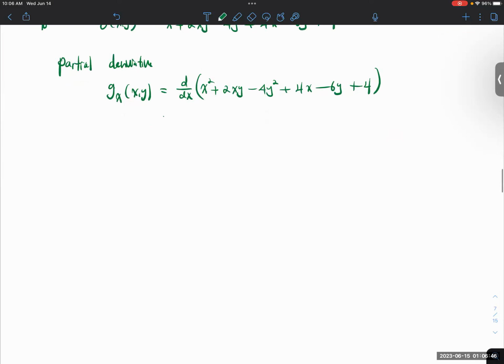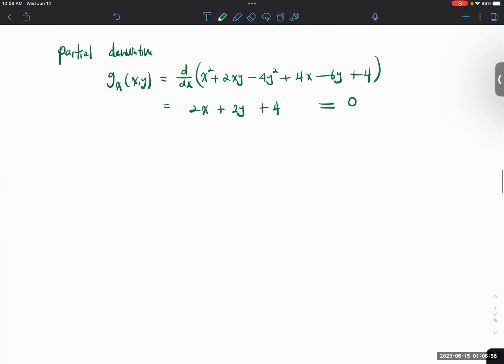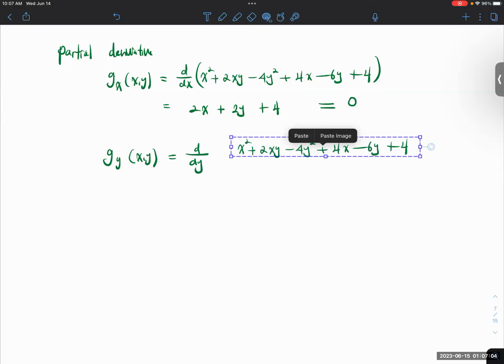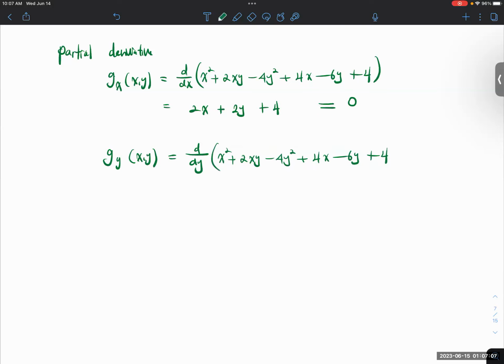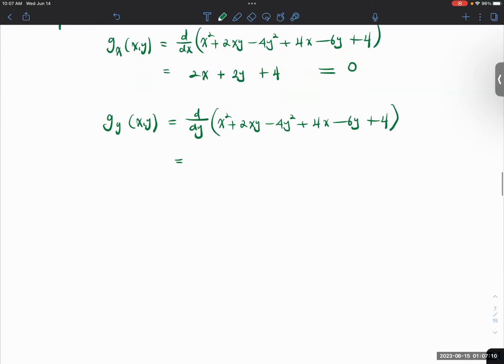So now y is going to be the constant: 2x plus 2y, and the constant term is 0. This is going to be 4, 0, 0. So that must be equal to 0. Second, we have to take the partial derivative with respect to y, d over dy. So if you take the dy, 0, and then this is a 2x minus 8y, 0, negative 6. So that is going to be 2 equal to 0.